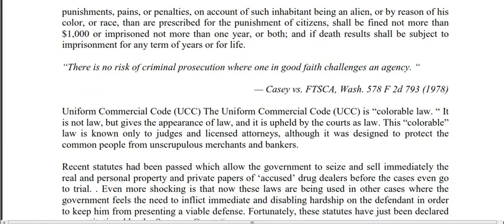punishments, pains, or penalties on account of such inhabitant being an alien, or by reason of his color or race, than are prescribed for the punishment of citizens, shall be fined not more than $1,000 or imprisoned not more than 1 year or both. And if death results, shall be subject to imprisonment for any term of years or for life. There is no risk of criminal prosecution when one in good faith challenges an agency. Casey versus FTSCA.